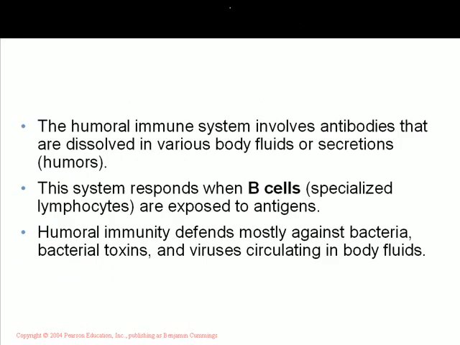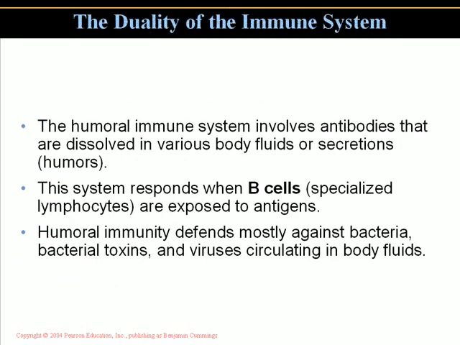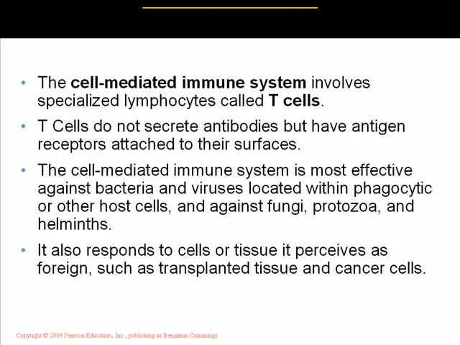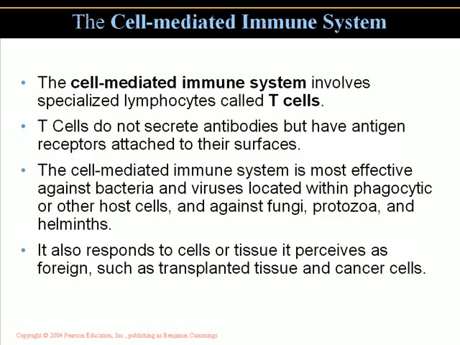If you know this slide, then you should be able to answer the majority of the questions related to this on the exam. The humoral immune system involves antibodies that are dissolved in various bodily fluids, the humors, the serum. This system responds to B cells. B cells are specialized lymphocytes that are exposed to particular antigens. Humoral immunity defends mostly against bacteria, such as bacterial toxins, and viruses circulating in the body's fluid. So humoral immunity will defend us against those types of attack.